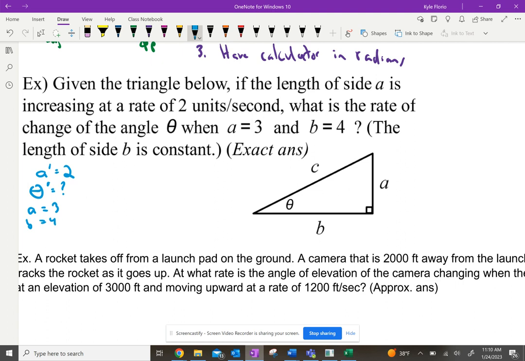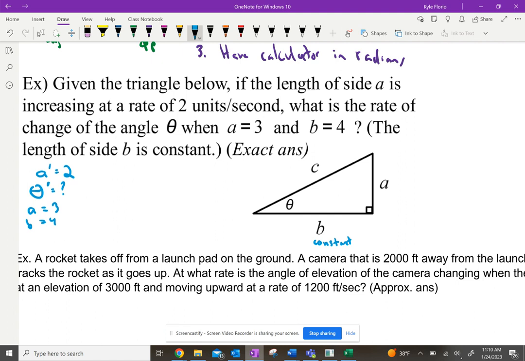It's telling us that the length B is constant. So as A gets bigger, C is going to get a little bit bigger too, but as A gets bigger, B doesn't change. So B is staying constant. It's going to stay that constant length. So B is going to be my constant.